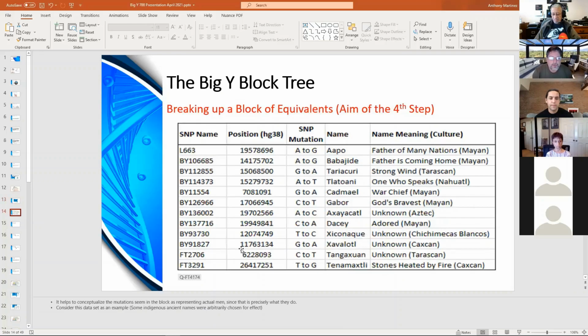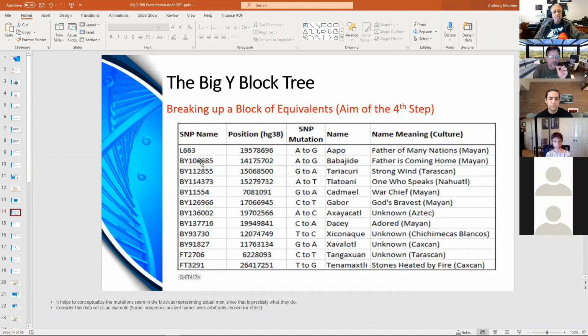So here's an example of what I mean when I say thinking about these SNP names as people. This SNP represents a change, for example, A to G at this specific address on the Y-DNA, right?